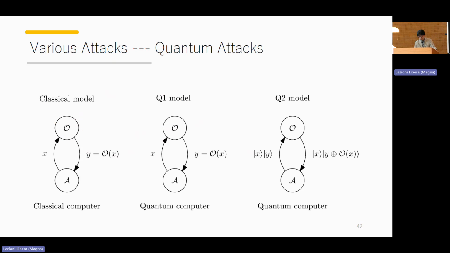So let me talk about quantum attacks. Here is a classical model where the adversary has oracle access classically, and so it has a classical computer. In the quantum setting called Q1 model, the adversary makes queries classically, and it has a quantum computer. In the quantum model called Q2 setting, the adversary makes quantum queries and has a quantum computer.